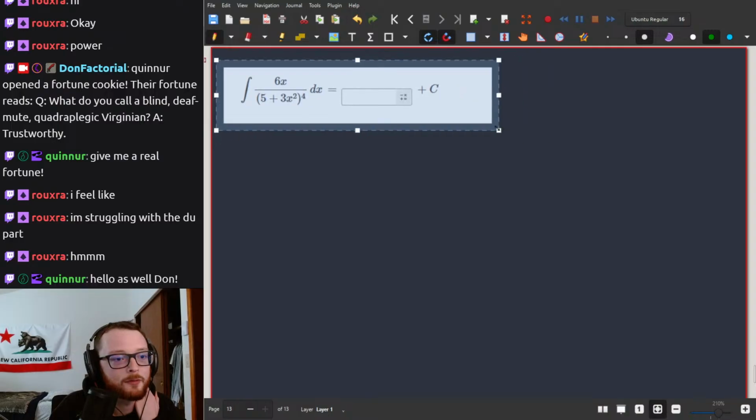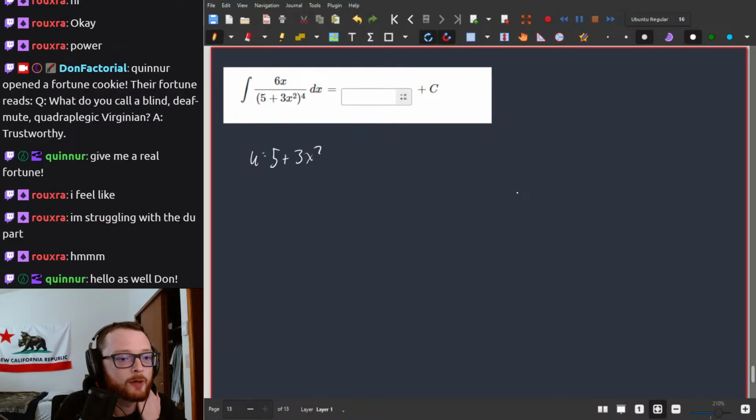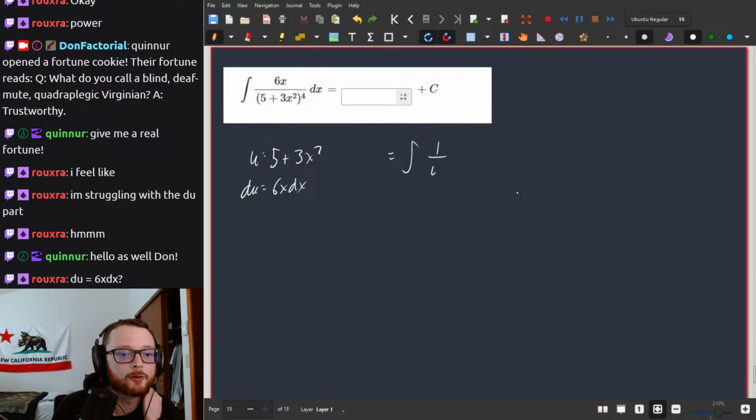All right, this one, it's the same concept. This denominator is complicated. I want to make it simpler. I want to do u equals 5 plus 3x squared. Perfect, yes. And they engineered this problem so that this 6x would perfectly cancel with that 6x. And then from there, the problem becomes a lot smoother.